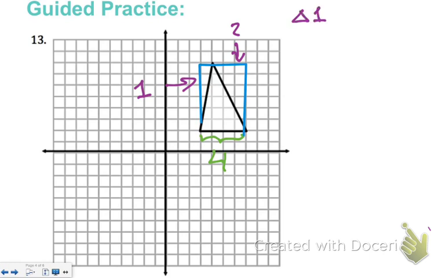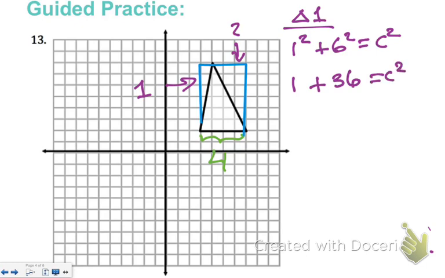For triangle number 1, let's find the hypotenuse. We have a leg of 1 unit and a leg of 6 units equal to the hypotenuse squared. What I'm doing right now is solving for this hypotenuse, which is one of the sides of the bigger triangle that we're trying to find the perimeter of. So we have 1 plus 36 equals c squared. 37 is equal to c squared, which means c is exactly the square root of 37.